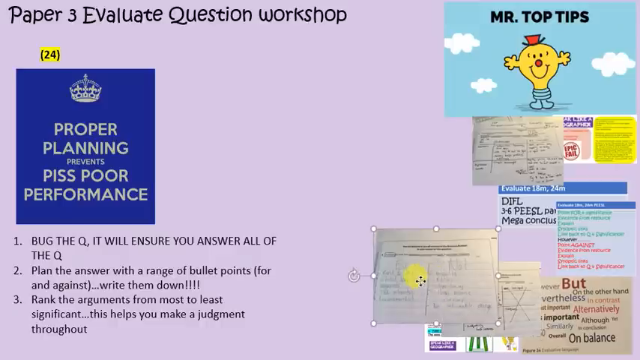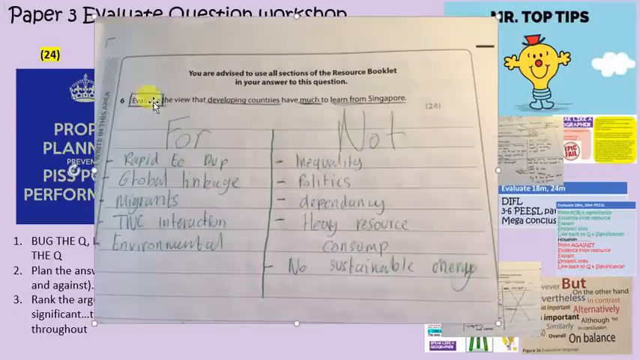Now, here's one from a student of mine. I've got his permission to use this. From a recent mock exam we did: evaluate the view that developing countries have much to learn from Singapore. So, well done, Daniel, he's bugged the command word, he's underlined the bits of geography that he's got to link to. And then he's followed the next instruction, which is awesome. He's done a brief plan.